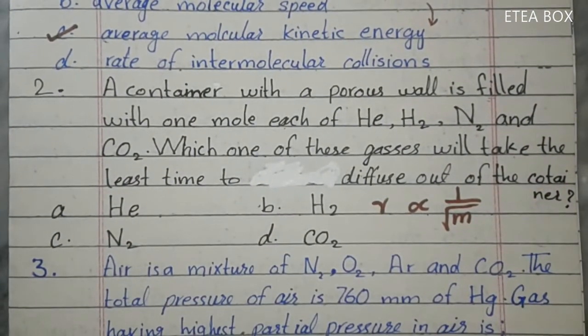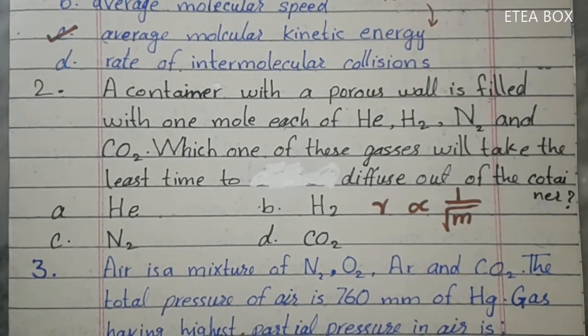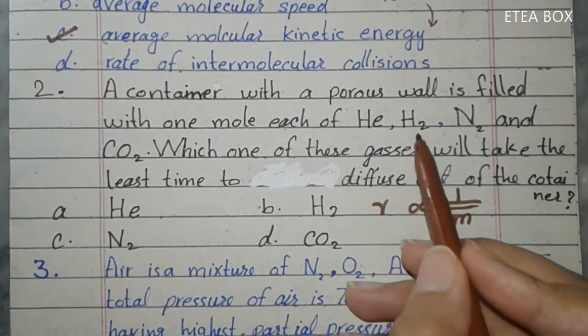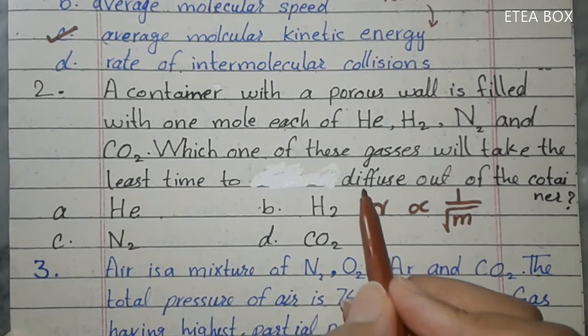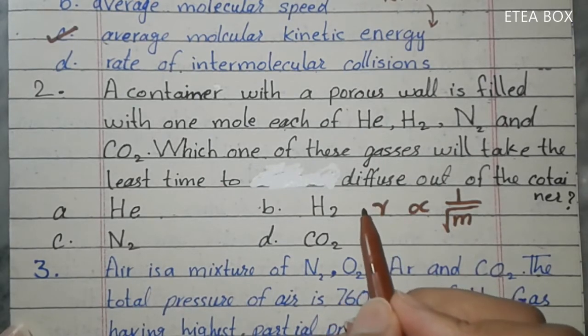The next MCQ. A container with a porous wall is filled with one mole each of He, H2, nitrogen and carbon dioxide. Which one of these gases will take the least time to diffuse out of the container? Taking the least time means that the rate of that gas will be greater, and we know that rate is inversely proportional to the square root of the molecular mass of the gas. So we have 4 different gases and a porous wall container. Which gas will diffuse first? Which gas will take the least time? Or which gas has the greater rate?